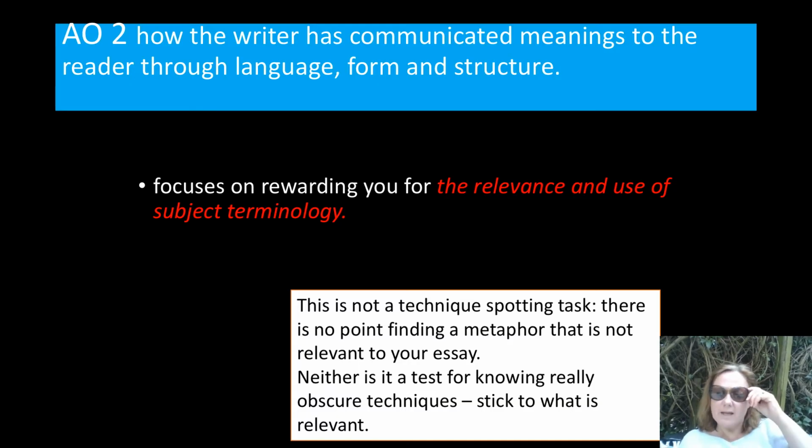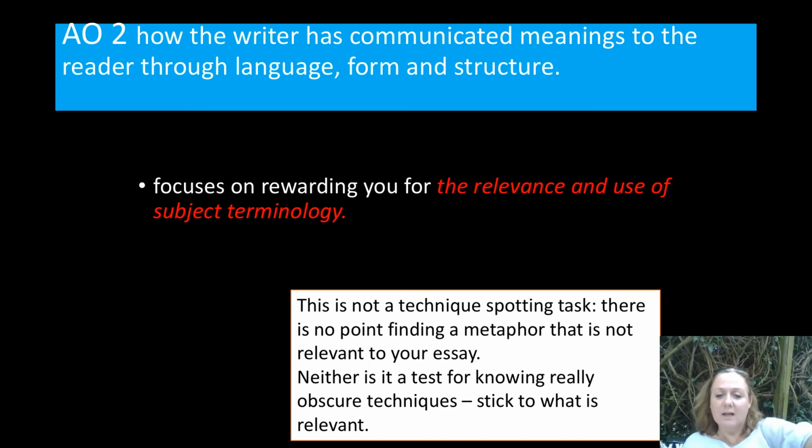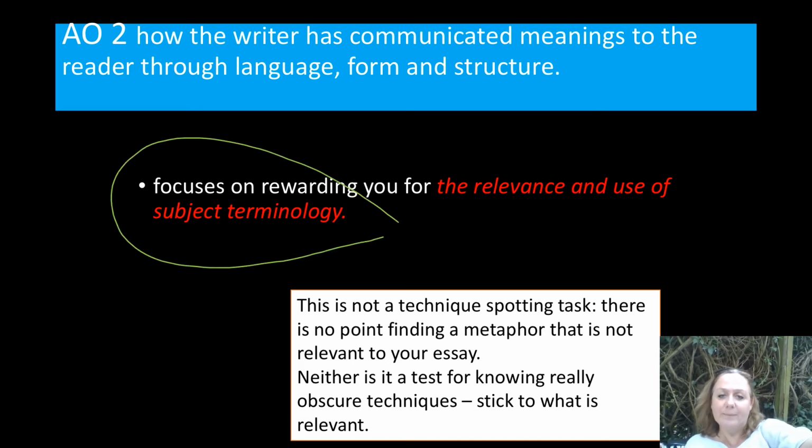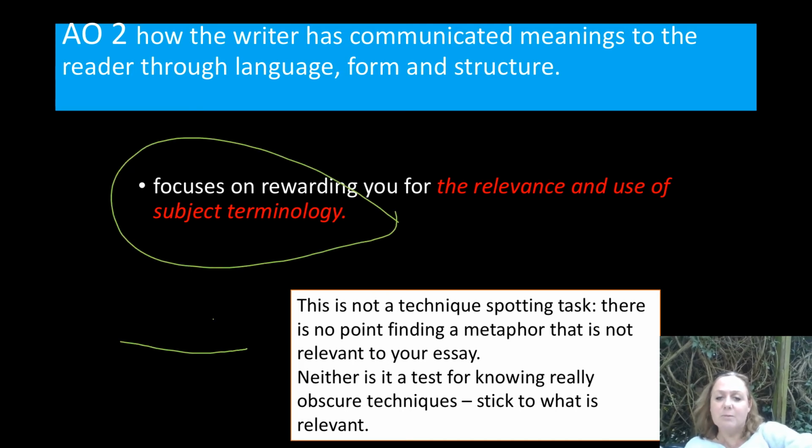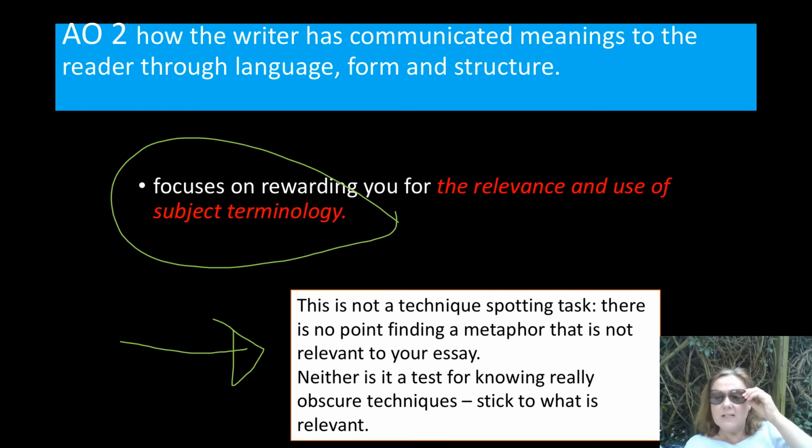Now, when it comes to AO2, obviously one of the things we're always talking about in class is subject terminology, that one there. But can we just look at this text box here? This is not technique spotting. You're not just saying, here's a metaphor, here's a soliloquy. You're actually using the subject terminology to explain.